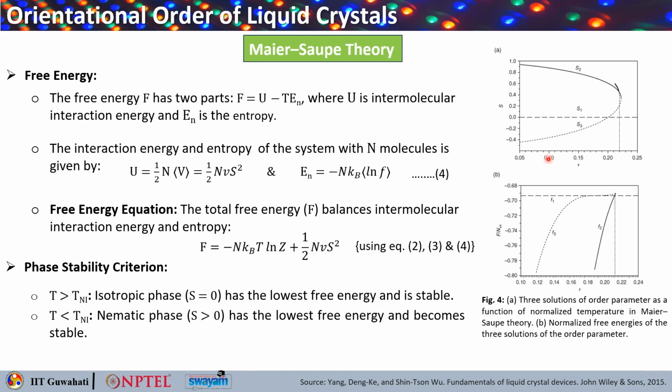So these are those three solutions of the order parameters that were described earlier, plotted as a function of normalized temperature, small tau, in this Maier-Saupe theory. So these are the solutions S1, okay. S1 is always 0, S2 is this one and this is S3. Here you see the normalized free energy F1, F2 and F3 for the three systems. These are basically for the three order parameters that have been calculated.